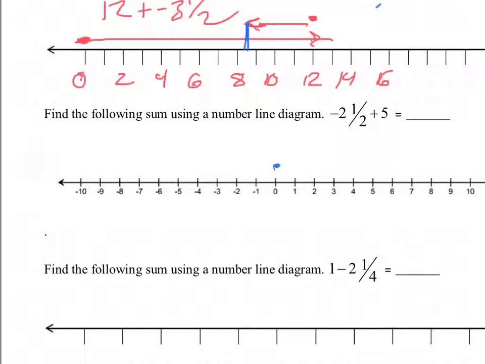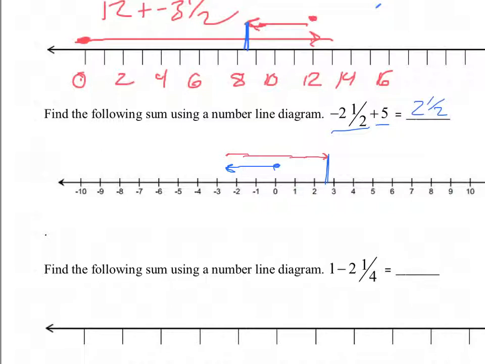So we should be starting at 0, negative 2 and 1/2, so that's backwards 2 and 1/2. Then we have plus 5, so we're going to be counting forward 5. It's going to take me to negative 1.5, negative half, 1, that's 3, 4, and 5. That takes me here to positive 2 and 1/2.